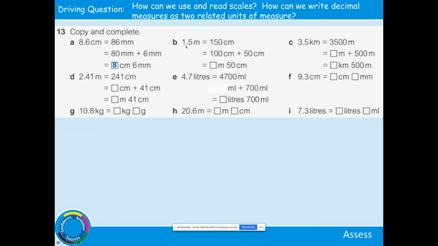So 1.5 metres, remember there's 100 centimetres to a metre. So we're going to move over 1, 2, fill up the gap with a 0, so it's 150 centimetres. So I can break that down to being the 100 centimetres and the 50 centimetres. We know that 100 centimetres equals 1 metre. It's showing here as 1 metre, and that's half a metre. So I can put 1 metre in here, and our half a metre is 50 centimetres.